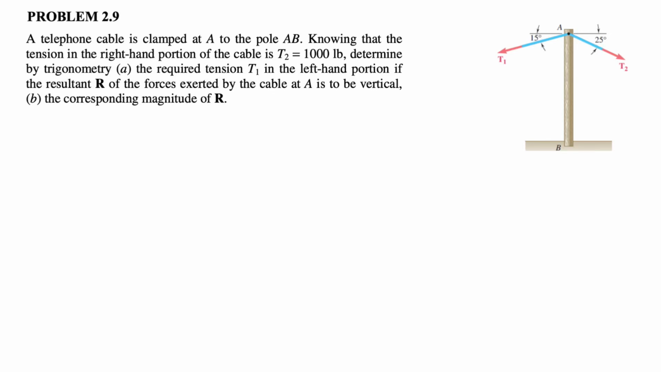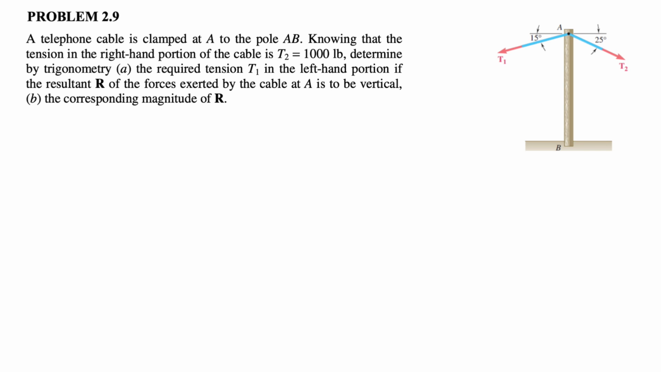We're going to be solving question 9 from the second chapter of the Johnston textbook, Engineering Mechanics. We have a telephone cable that is clamped at A to the pole AB. We know that the tension in the right-hand portion of the cable is 1,000 pounds, so our T2 in here is 1,000 pounds.